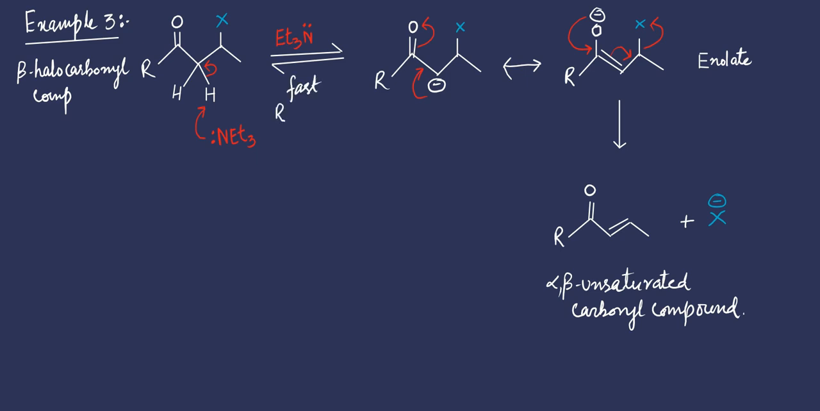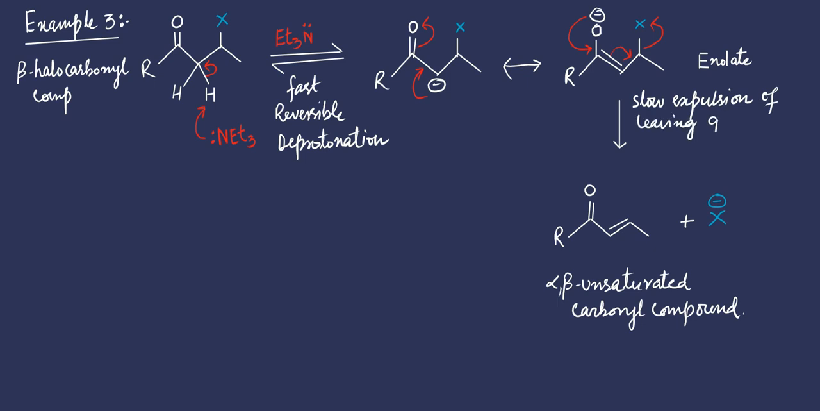So the first step is fast reversible deprotonation, followed by slow expulsion of the leaving group. This is the rate determining step. Thus any carbonyl substrate like this, which has a poor leaving group at the beta position with respect to the carbonyl group, will show E1cB elimination upon treatment with strong base.